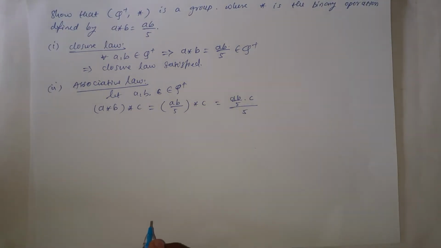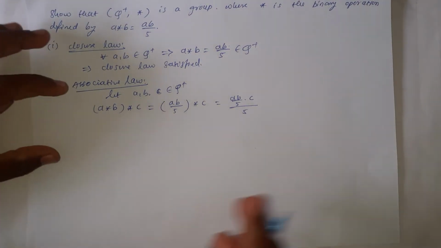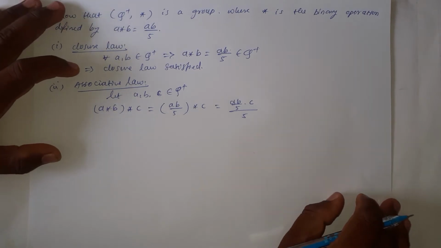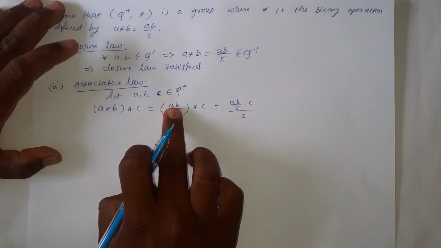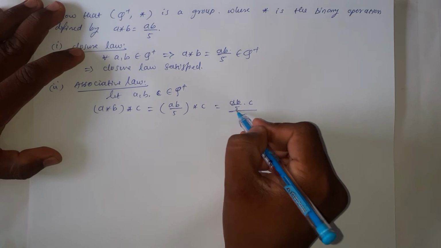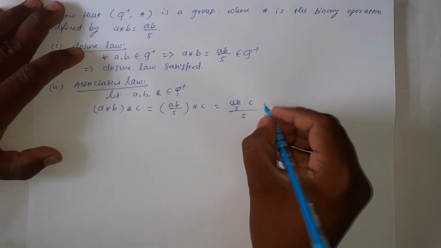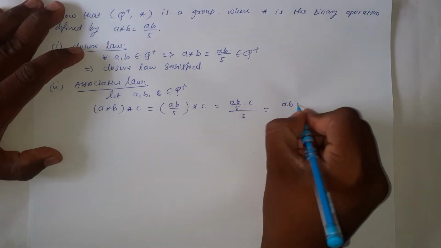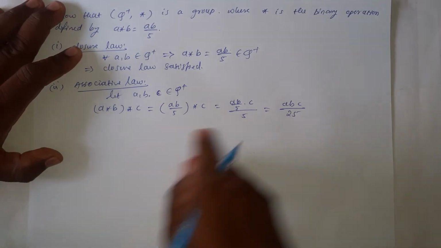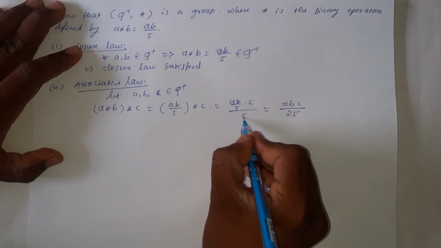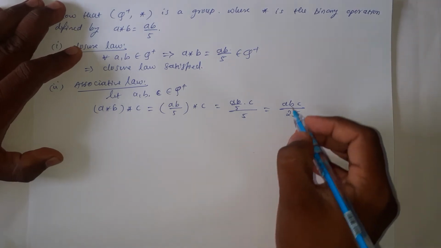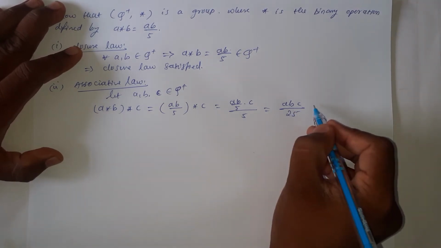That is in the definition of binary operation, because A star B is equal to AB divided by 5. Here A itself is AB by 5. So therefore AB by 5, in place of B it is C, whole divided by 5, and this is nothing but ABC divided by 25, because 5 into 5 that becomes 25 and the numerator becomes ABC.